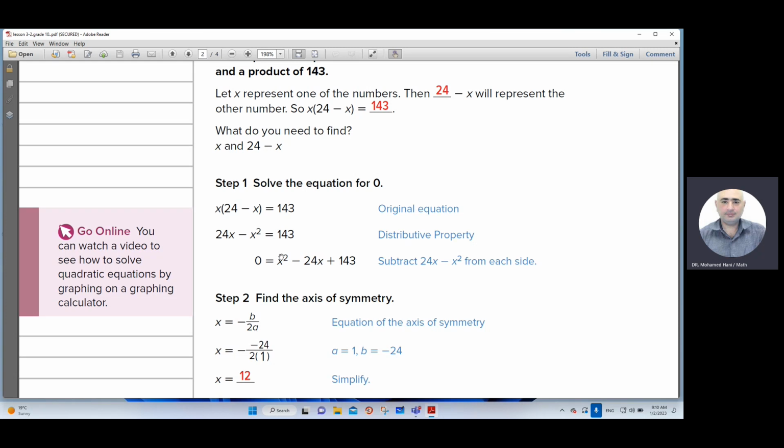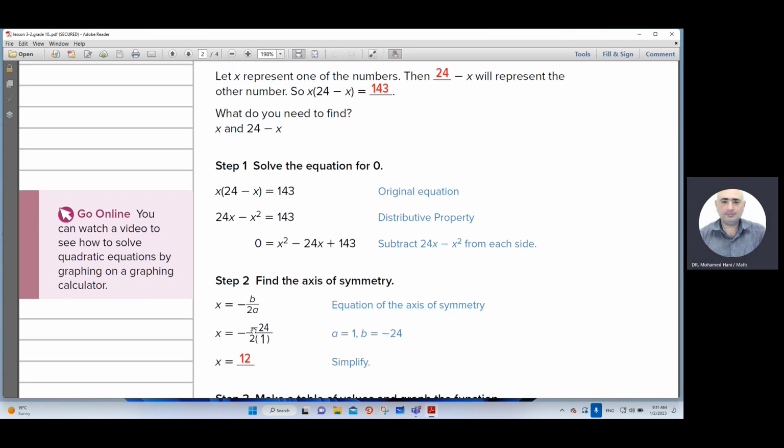And what is the value of a? a is the coefficient of the first term in the quadratic equation, so it will be 1. Negative divided by negative, or negative multiplied by negative, will be positive. 24 divided by 2 will be 12. So x equals 12. This is the line of symmetry.